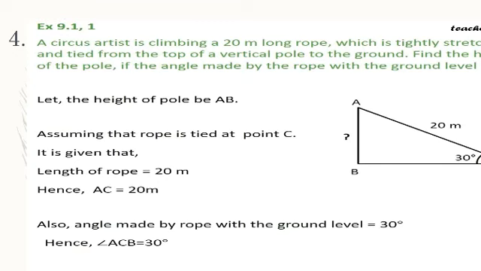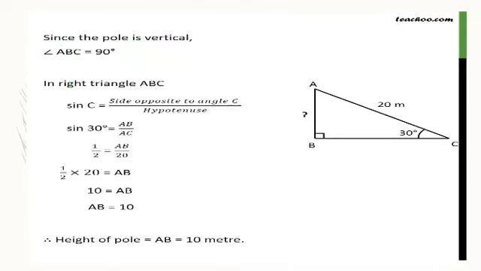Let AB be the height of the pole. Let us consider AB is the pole which is standing on the ground. So let us consider AC is the rope which is tied to the top of the pole and fixed at point C. The length of this rope is 20 meter. That means AC is 20 meter. Also, angle made by the rope with the ground is 30 degree.